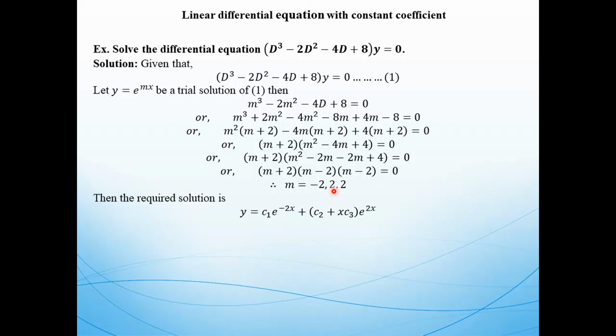Here the last two roots, that is 2 and 2, are equal and minus 2 is different. So here we use the second case as well as the first case. So our required solution is y is equal to c1 e to the power minus 2x plus (c2 plus x c3) e to the power 2x.